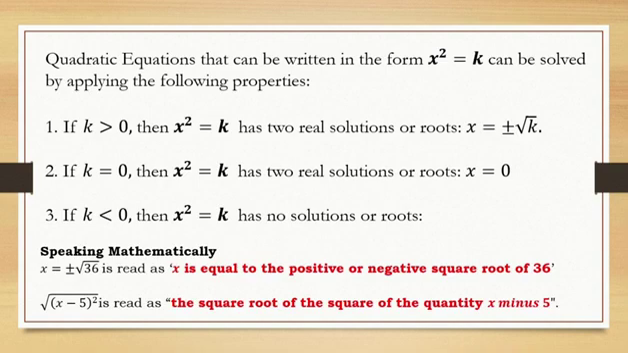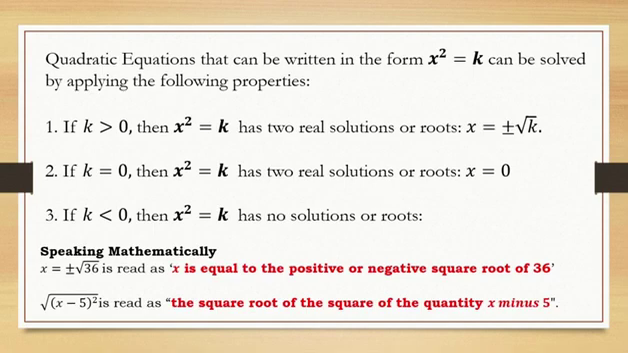Third, if k is less than 0, ibig sabihin mas mababa daw sa 0, then x squared is equal to k, and it has no solutions or roots. Bakit? Because there is no real number when squared gives a negative number. So, wala tayong number na kapag in-squared natin, ang product ay negative. So, it has no solutions.